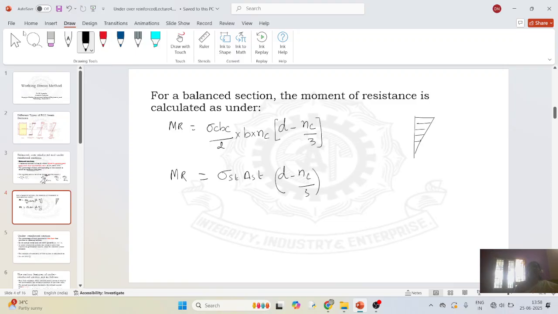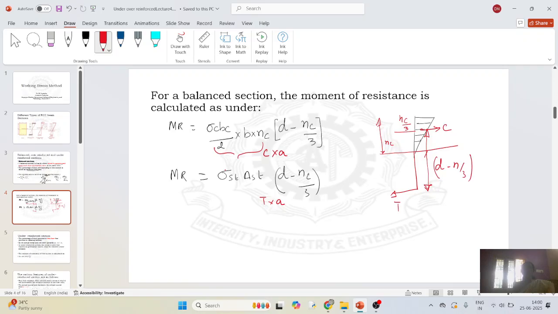So this is considered the compressive force. In the previous session we discussed C into lever arm, and this is T into lever arm: compressive force into lever arm, tensile force into lever arm. Already we have discussed it, and the compressive and tensile forces act in opposite directions. The resultant compressive force acts at a distance of NC divided by 3 from the top. Up to here is the neutral axis, this distance is called NC, and the remaining distance is D minus NC. The lever arm means the distance between the compressive force and the tensile force, and N divided by 3 we already discussed in the previous session.